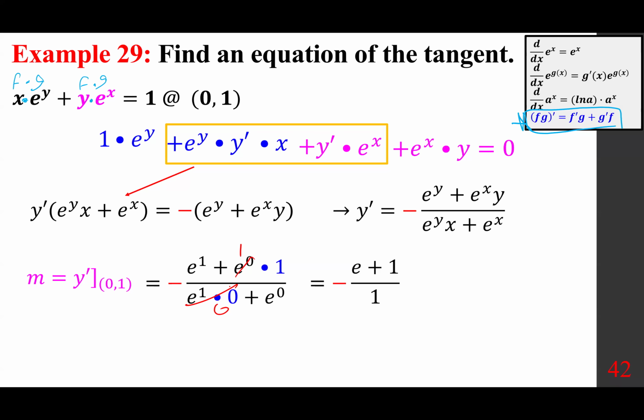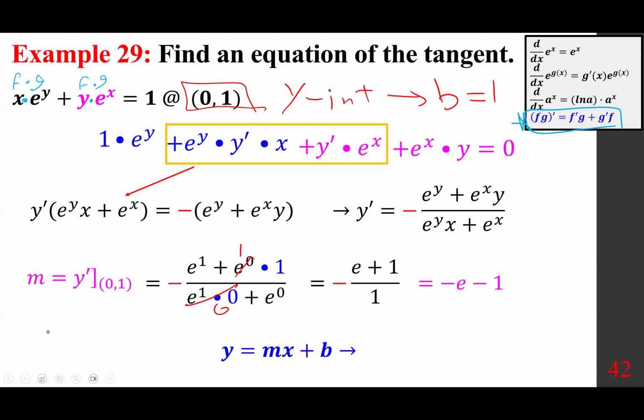And so what do you do to get rid of the fraction? You make everything negative in the numerator. And now, because this is the y-intercept, which means b equals 1, we are going to use y equals mx plus b, which means this thing times x plus b, which is 1, and that's an exact answer. Now, you can distribute it or not, but this is the exact answer, and you want to keep it that way.